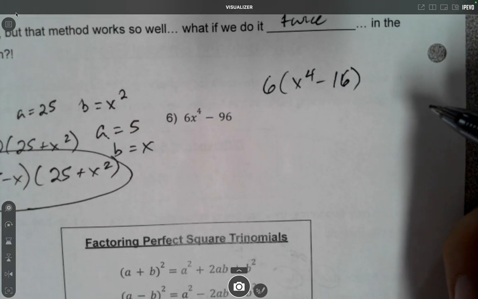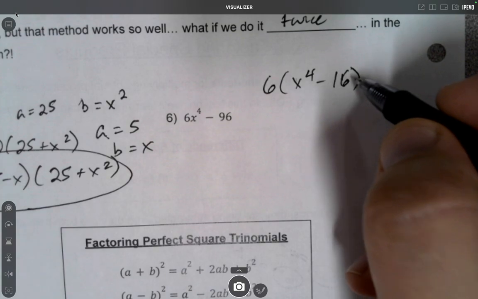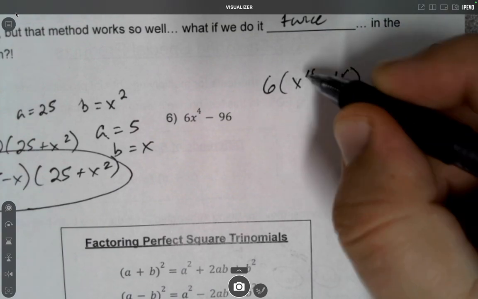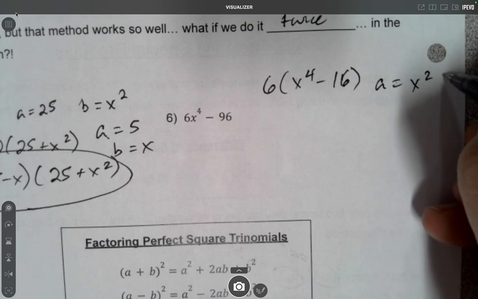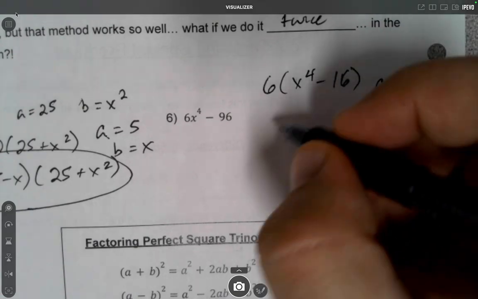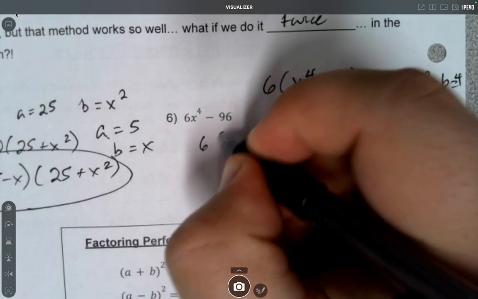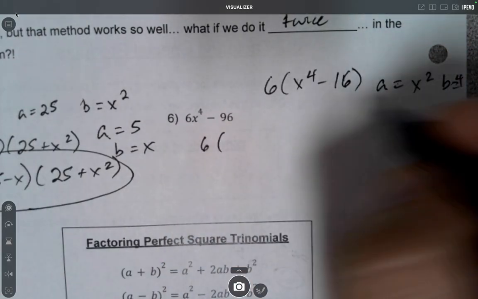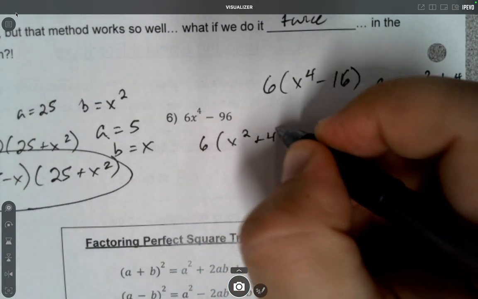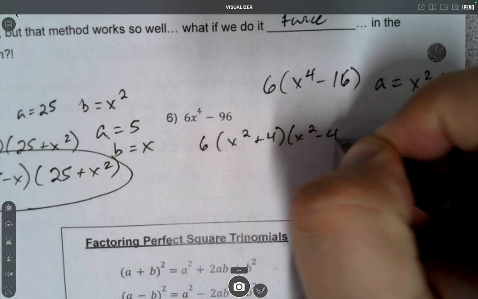I'll need to see if I can use this pattern. They are two terms, they are subtracted, and they are perfect squares. So a is the square root of x to the 4th, which is x squared. B is the square root of 16, which is 4. So the 6 stays. 6 is still part of our answer, but we split this up and we say x squared plus 4 and x squared minus 4.